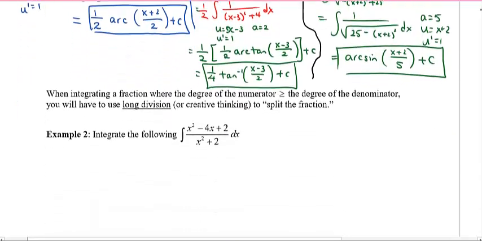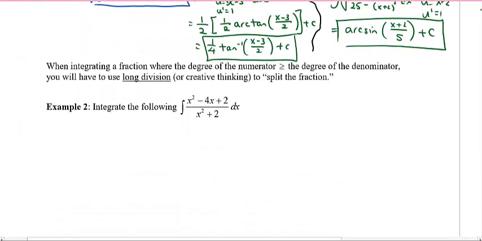Now, there is another type of skill you might need to know, and that's when you're integrating a fraction where the degree of the numerator is, that's right, bigger or equal to the degree of the denominator. Once again, you're going to have to use stuff you learned from pre-calculus days. This time it's long division from pre-calculus 12. Oh, you're like, no way. Integrating this, notice the highest degree in the numerator is a 2. The highest degree in the denominator is also 2. So, if I were to do some long division, let's see what happens.